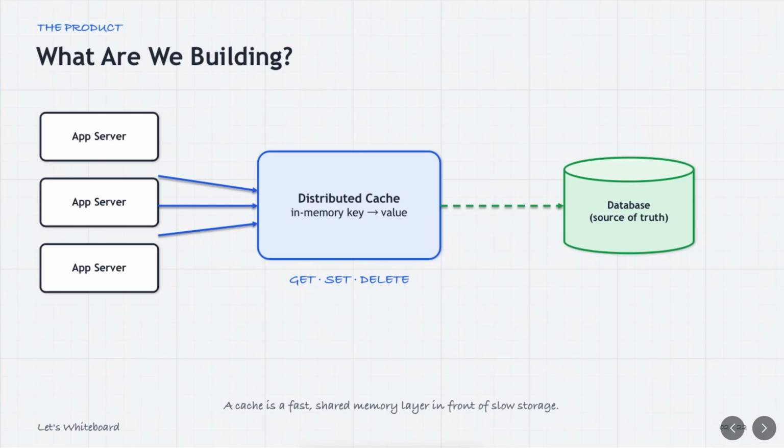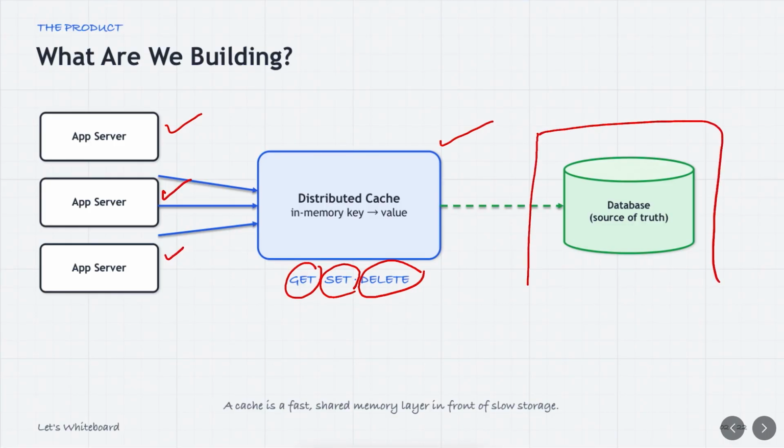So let's think about what we are building. We are building a distributed cache which is able to help us set a key value pair, get a key value pair, and delete a key value pair. And we want this distributed cache to be able to serve multiple server nodes that we might have in a single application. And we want this distributed cache to be in front of our database.